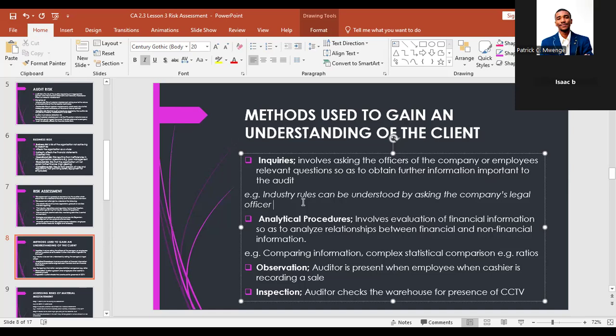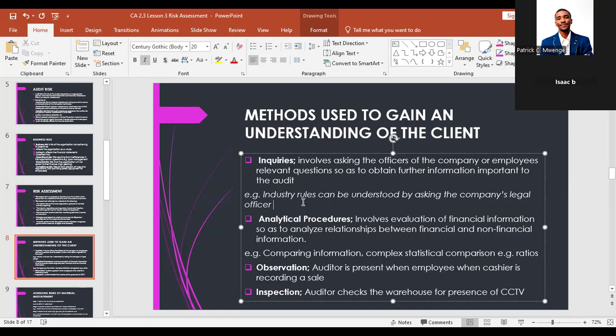Then observation. Observation is self-explanatory. It's just the auditor being present when the employee is carrying out their work. So for instance, we're carrying out risk assessment. We go to the client's business, right? Then we sit and just observe them carrying out their day-to-day business. For instance, we are auditing a retail store. So we just observe the cashier.